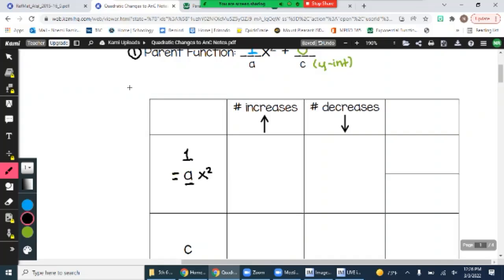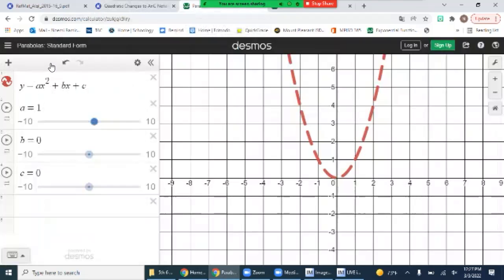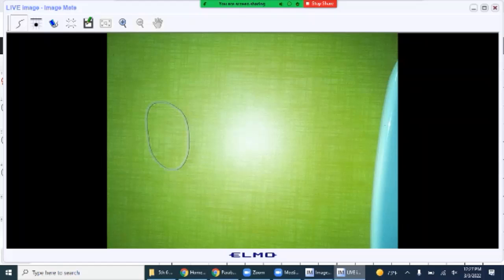So we're going to try to figure out what happens to the parabola if it increases. If it increases, is it going to be greater than 1, or less? If we increase that number, it's going to be greater than 1. Okay, let's see what happens to that parabola. Ready? If I go from the number 1 to the number 10, I'm increasing in value. So what's happening to my parabola? It's getting skinnier.